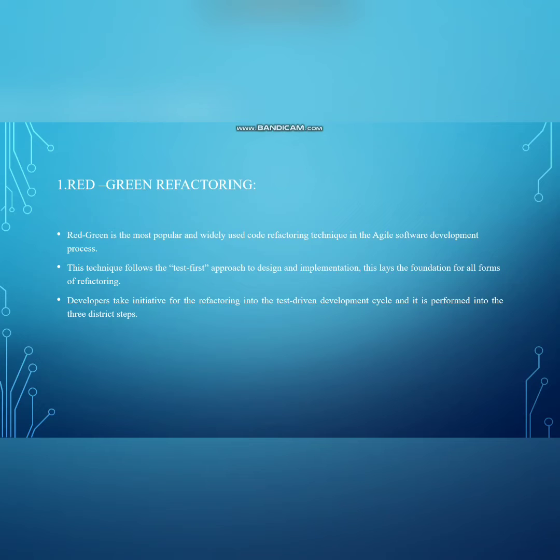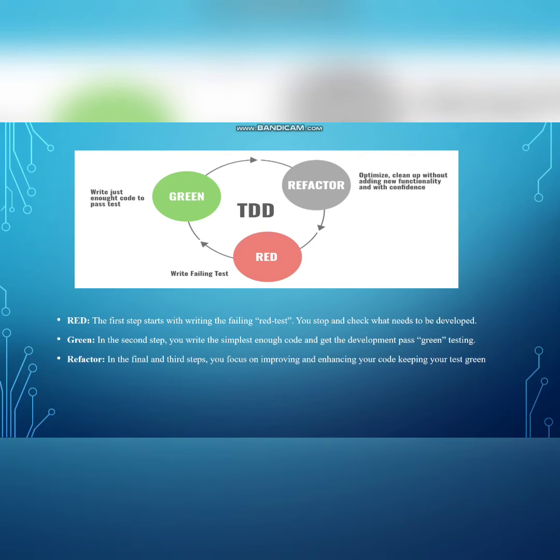This technique follows the test-first approach to design and implementation. This lays the foundation for all forms of refactoring. Developers take the initiative for refactoring within the test-driven development cycle, and it is performed in three distinct steps, as explained in the diagram. Green: write just enough code to pass the test. Then refactor: optimize and clean up without adding new functionality and with confidence. And red is to write a failing test. In the third step, you focus on improving and enhancing your code, keeping your tests green.